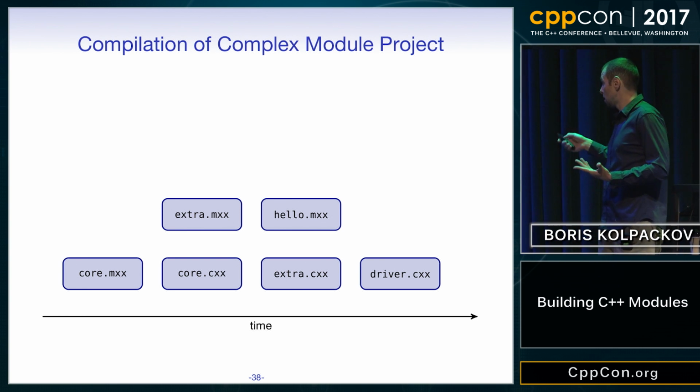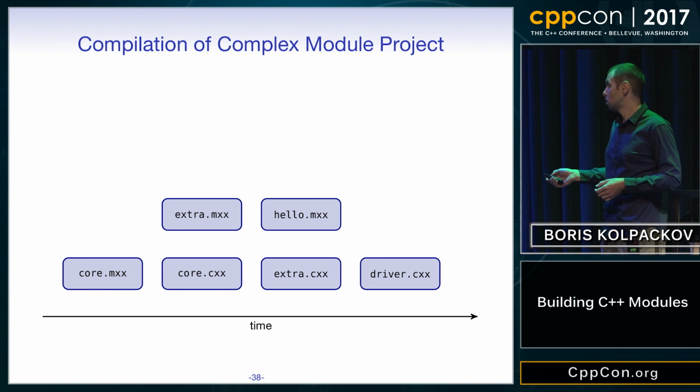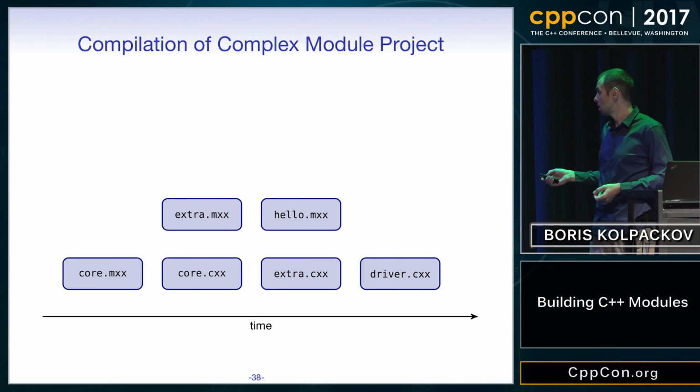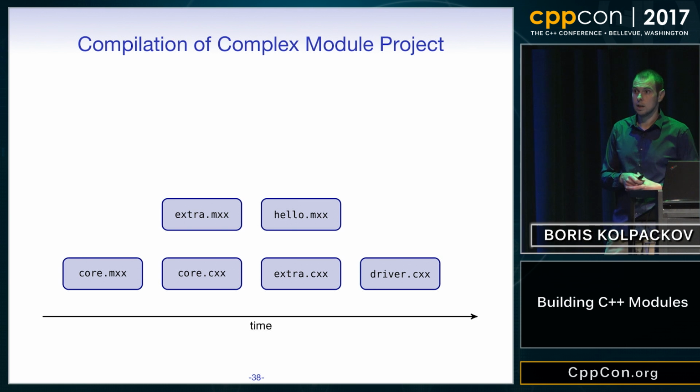I think most of you can understand why we have to build things in this order, right? We cannot build anything before we build the BMI for core, because everything else recursively depends on it. In the second stage, we can start compiling extra, because it only depends on the BMI for core, as well as core's implementation unit. Similarly, we can start compiling the interface BMI for hello, because it imports and re-exports these two, as well as the extra implementation. Finally, we can start compiling the consumer.